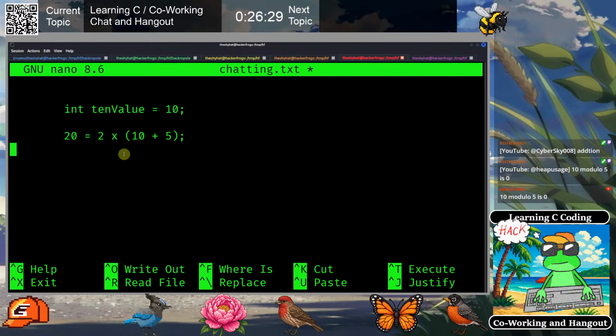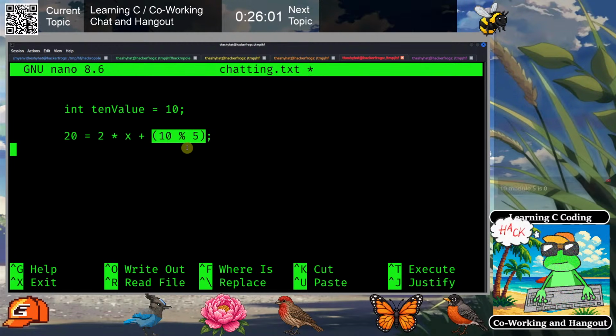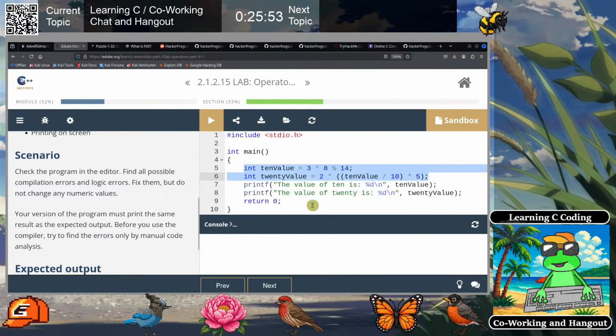Ten modulo 5 is 0. Hello, nice to see you here. 10 modulo 5 is 0. 10 modulo 5. So plus 10 modulo 5 plus 0. So 2 times 10 plus 10 modulo 5, which is 0. So 2 times 10 plus 0. Yeah, I mean, that could work. Thanks for the hint.